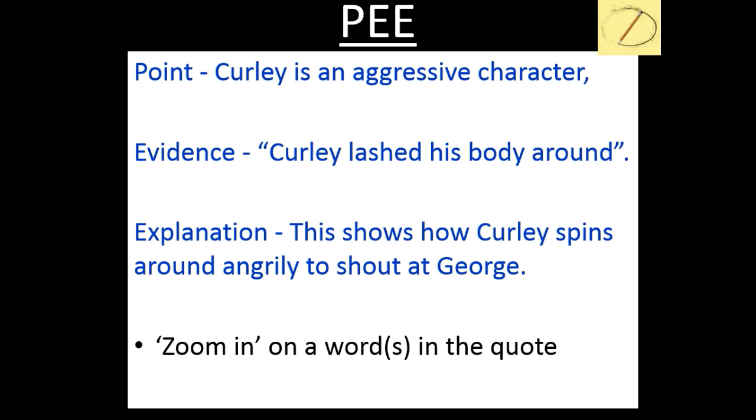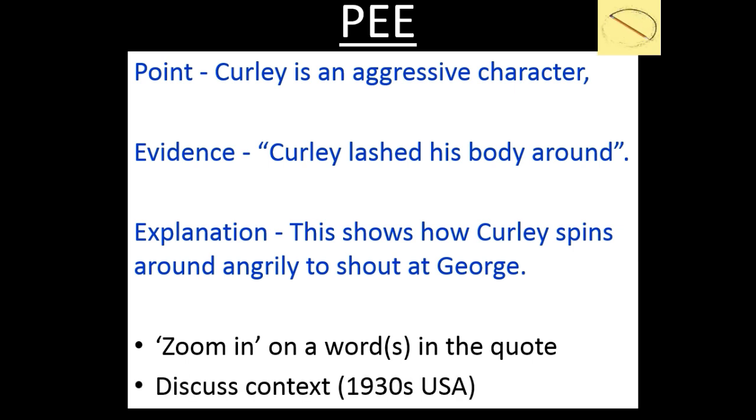One of the ways is by zooming in on a word in the quotation. So this means I look at my quotation, Curly lashed his body around, and I look at any words and think, well, what can I say? How do they prove my point? So for example, in this paragraph, we could look at the word lashed. John Steinbeck could have just said, Curly moved his body around. However, the use of the word lashed, the verb, makes it sound like a violent and aggressive action. So that's why Curly is an aggressive character, my point.